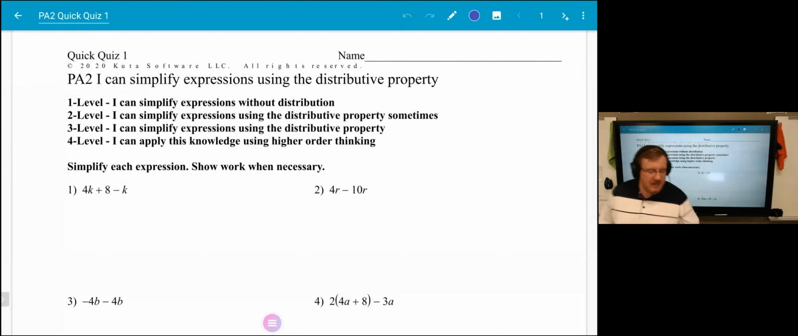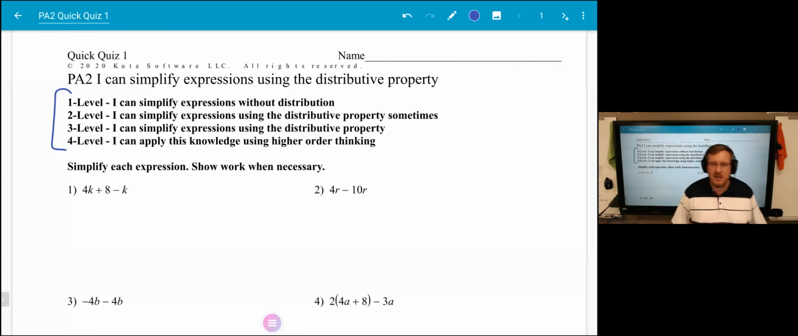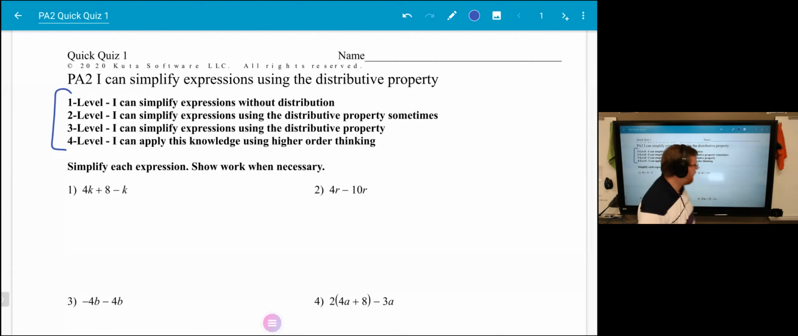You also notice on here that we've got the rubric, so it tells you exactly the things that you need to know for what skills you want to get. Now, this quick quiz here does not include a 4-level question, and that's okay. We'll do some practice before we have the test. So, with that said, let's get started.